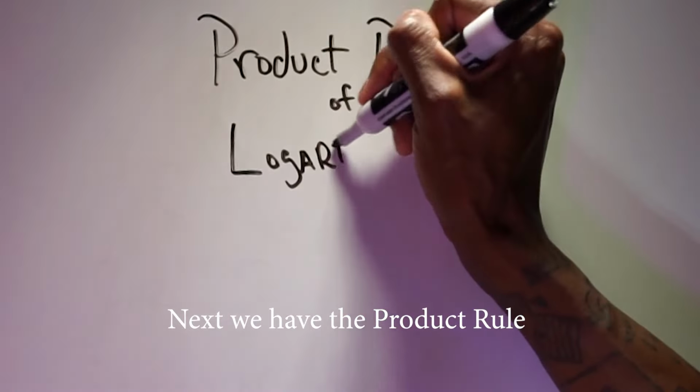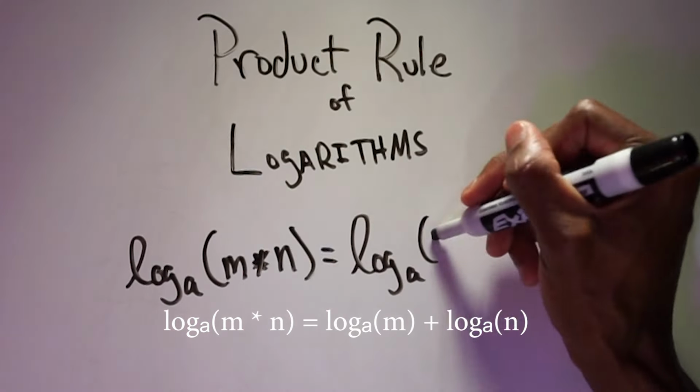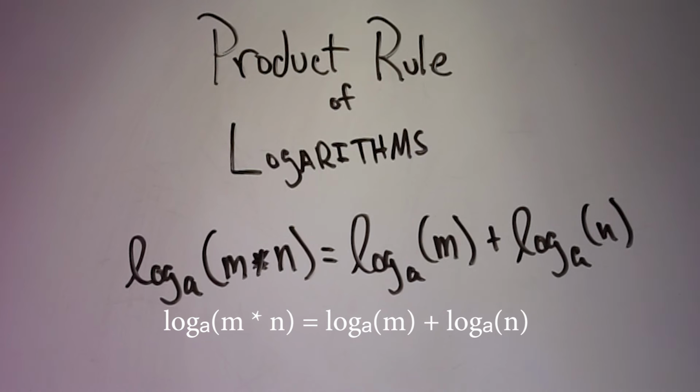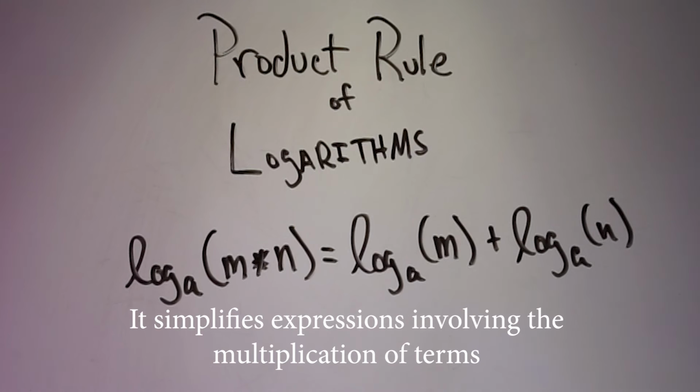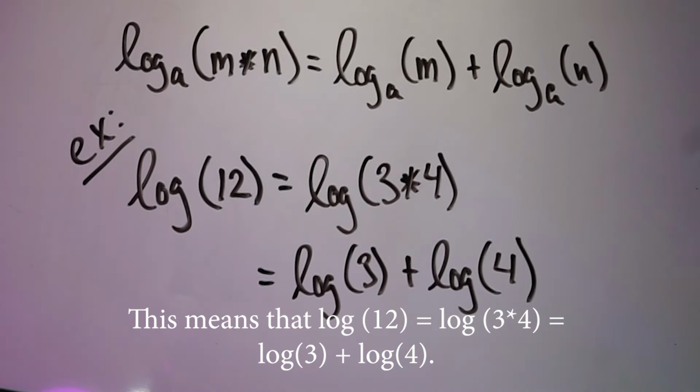Next, we have the product rule. This rule tells us that log base a of m times n is equal to log base a of m plus the log base a of n. It simplifies expressions involving the multiplication of terms inside the logarithm. This means that the logarithm of 12 is equal to the log of 3 times 4, which is the same as the log of 3 plus the log of 4.